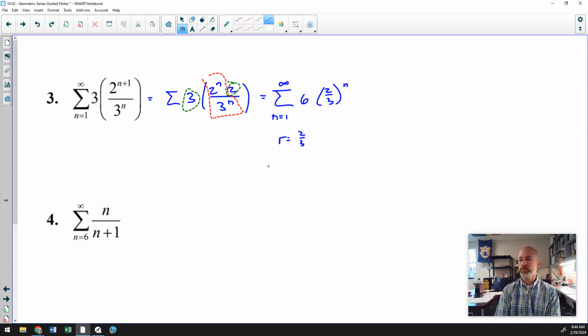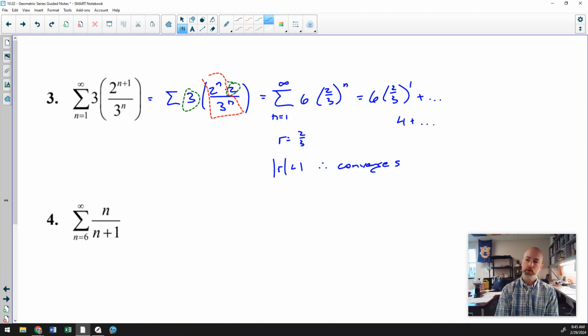That means we will converge. Absolute value of r is less than 1. Therefore, this converges. And it will converge to the first term divided by 1 minus the ratio. And to get my first term, I'm going to actually plug 1 in for n, and that'll be 6 times 2/3 to the 1st power. And it does continue. 6 times 2/3 is 4. So my first term of this series is actually 4.